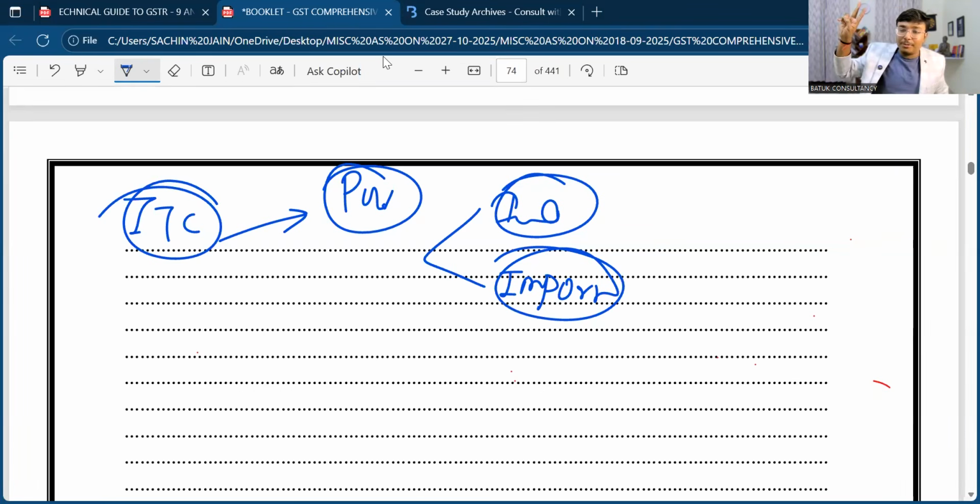There are two mechanisms for payment of tax. One is forward charge, another is reverse charge. In case of forward charge, the supplier is going to make the payment of taxes. In case of reverse charge, the recipient is going to make the payment of taxes. So purchase, ITC I can claim. ITC may be on account of my domestic purchase, on account of my outside India purchase, that is called as import.